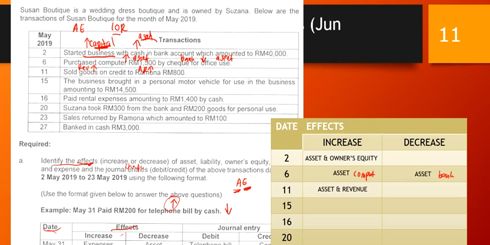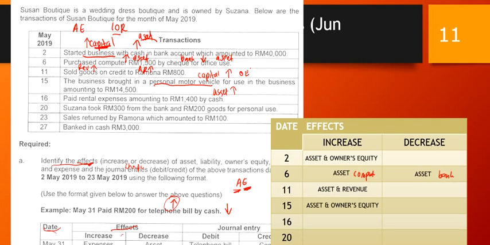On 15 May, the business bought in a personal motor vehicle for use in the business amounting to 14,500. Business bought in personal motor vehicle. So this is capital. So capital increase. Capital and motor vehicle ni is your asset. So asset increase. So effect dia, asset and owner's equity increase. Remember, capital is your owner's equity. Ni jawapan dia, right?